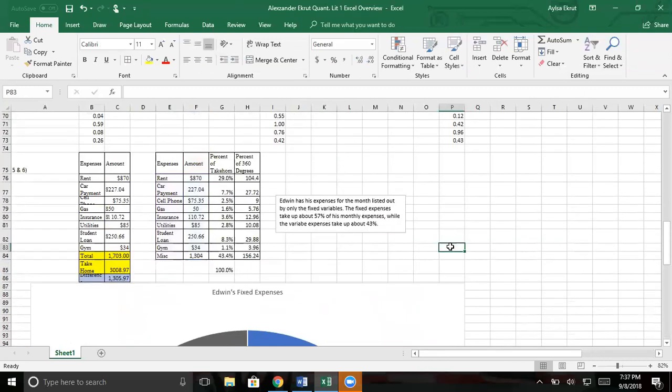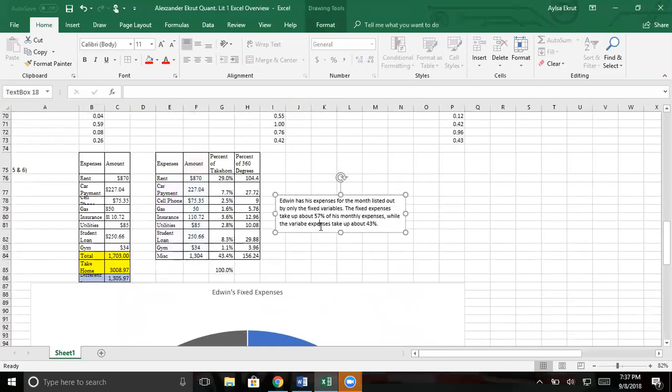I did that as I was supposed to, and I wrote a small summary here: Edwin has his fixed expenses for the month listed out by only the fixed variables. The fixed expenses take up about 57% of his monthly expenses, while the variable expenses take up about 43%. It's not the most beautifully written summary ever, but like I said, it gets the job done.